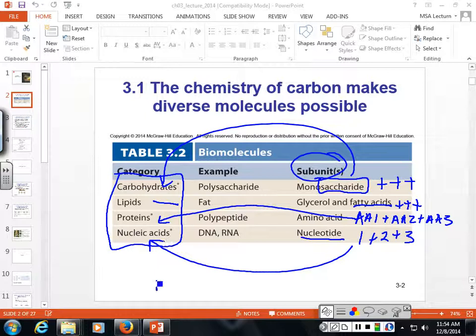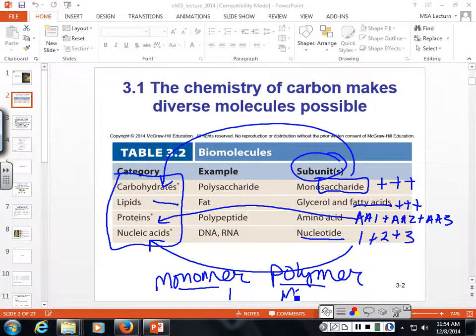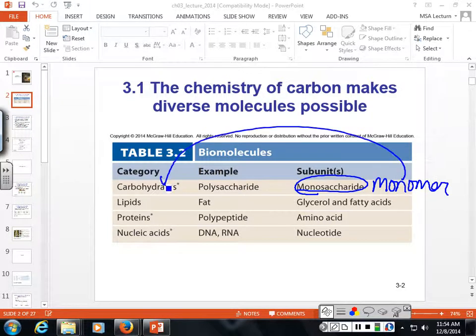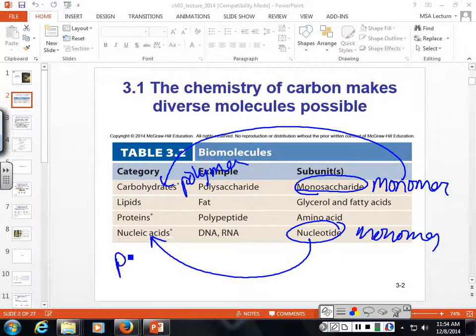Sometimes you'll see the word monomer and polymer. Mono means one, poly means many, right? So in this case, this is the monomer. And if I take a bunch of them and put them together, I get a polymer. This is a monomer. If I take a bunch of them and put them together, I get a nucleic acid, which is a polymer. So we're going to look at these 4 individually and learn a little bit more about them.